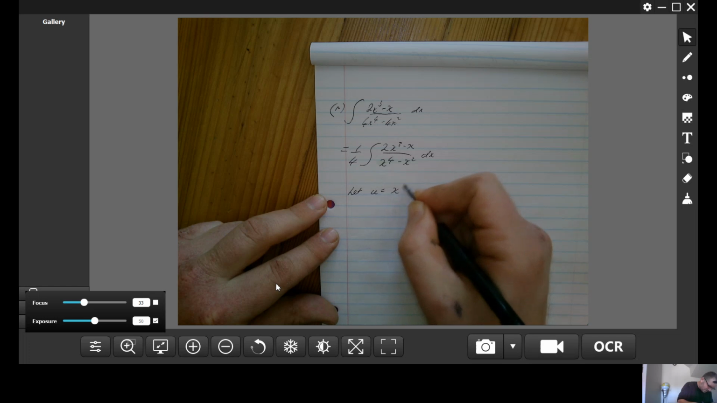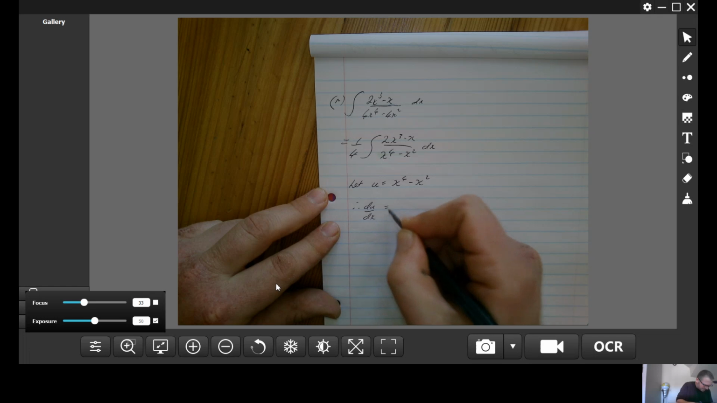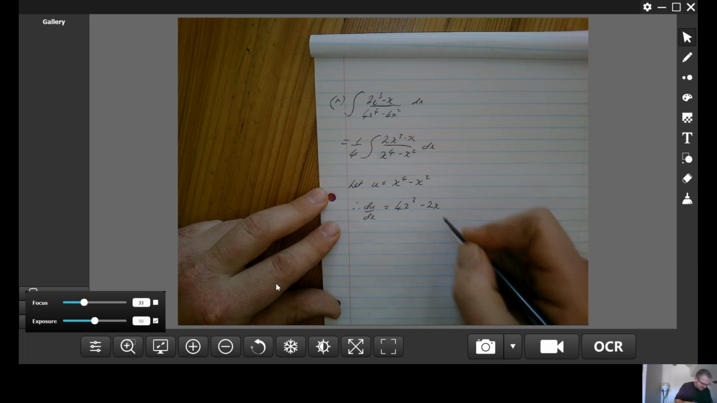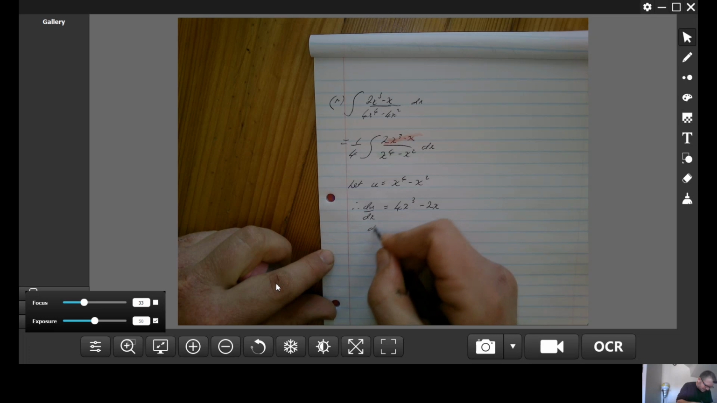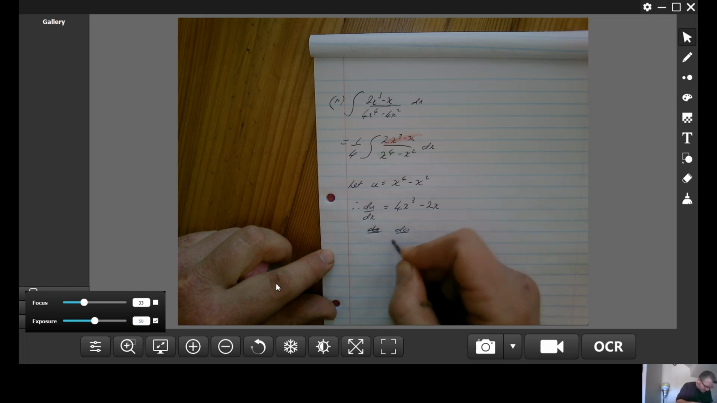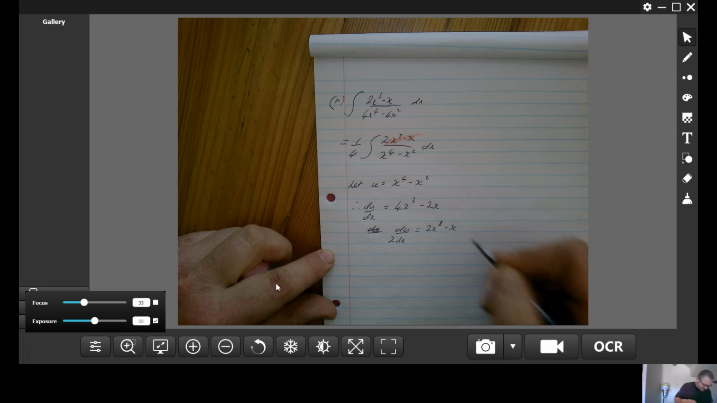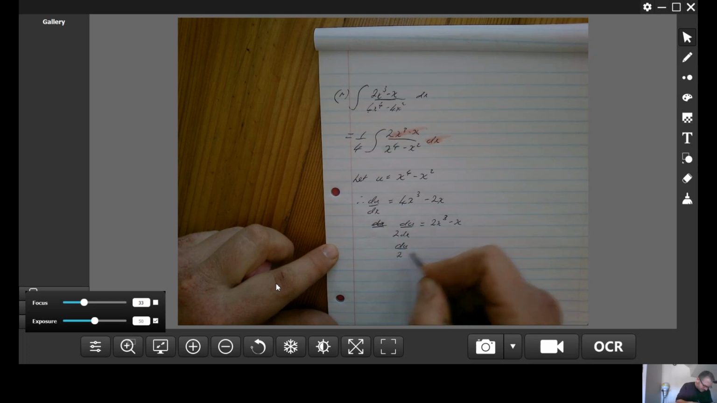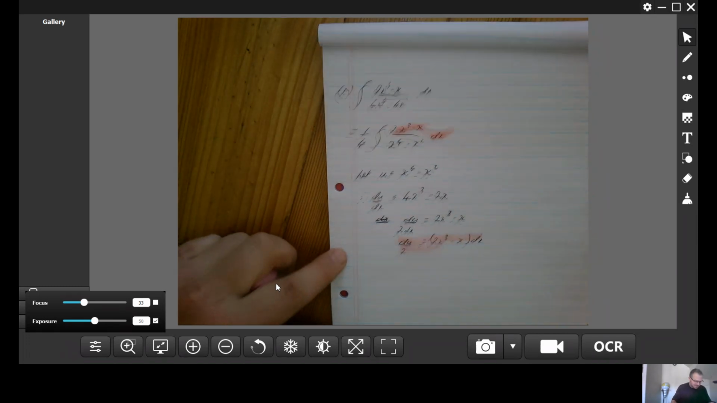If I let u be equal to x to the 4 minus x squared, then du/dx is equal to 4x cubed minus 2x, but I want 2x cubed minus x. So if I divide by 2, I get du over 2 dx is equal to 2x cubed minus x. But remember, we want to replace 2x cubed minus x dx. So du over 2 is equal to 2x cubed minus x times dx. That works out quite nicely, because that gets rid of the 2x cubed minus x dx.